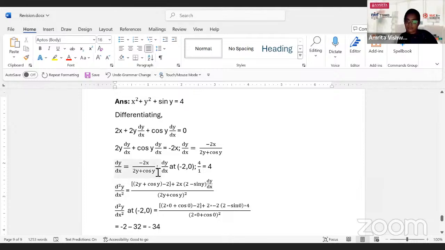So cos 0 is 1. This is gone. So minus 2 into minus 2, that becomes 4. So 4, we got the value. Now how about d square y by dx square?